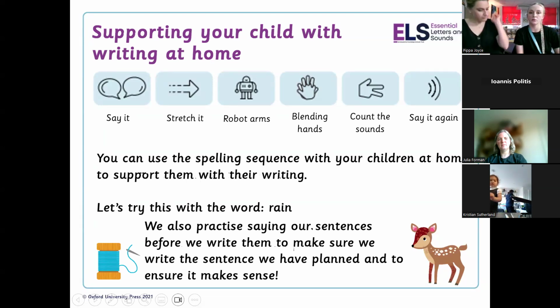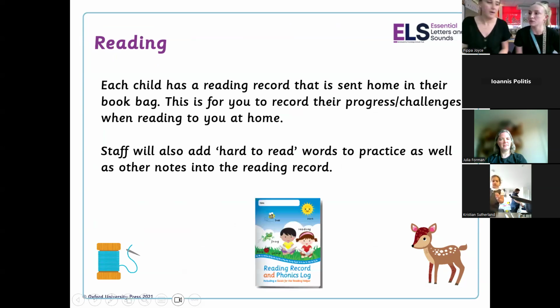Where are we at? Right. Do you have a reading record? I can go get one. So with the reading book, you'll have a reading record, and I've had a couple of questions of what do we write in it?